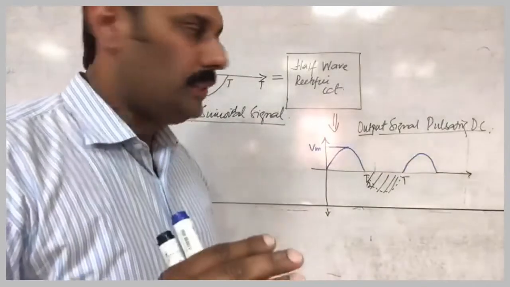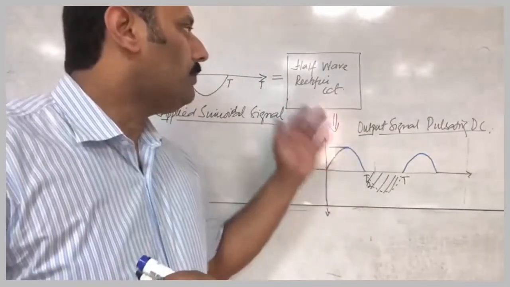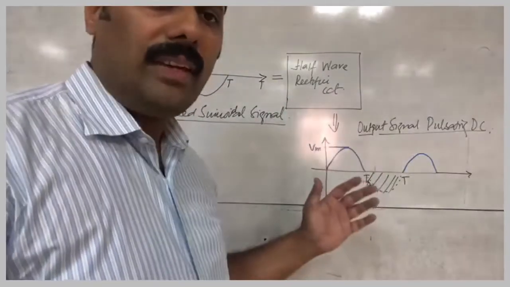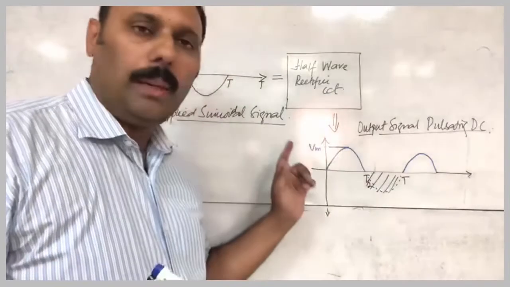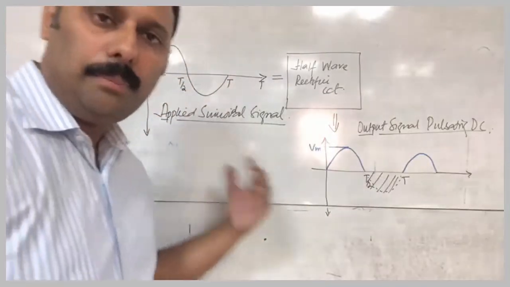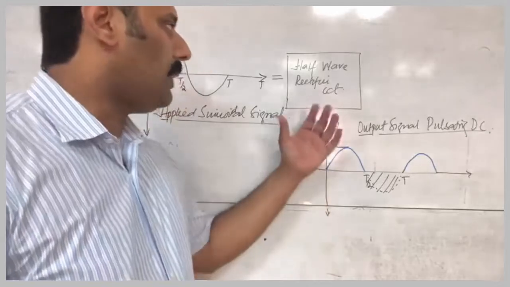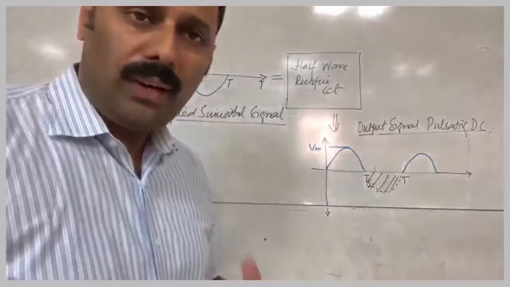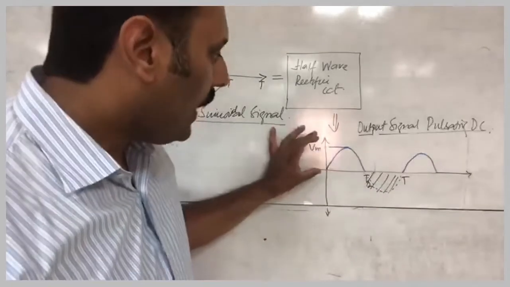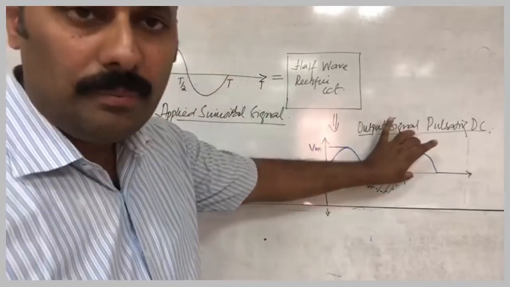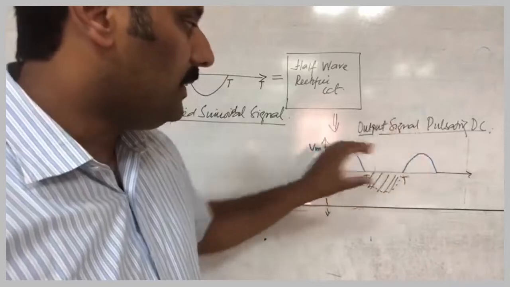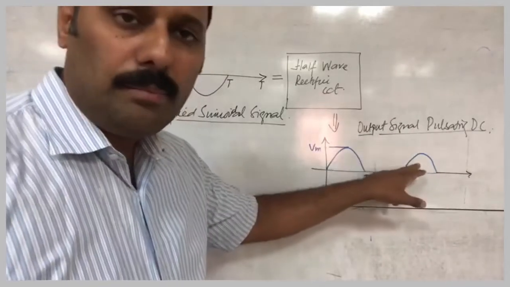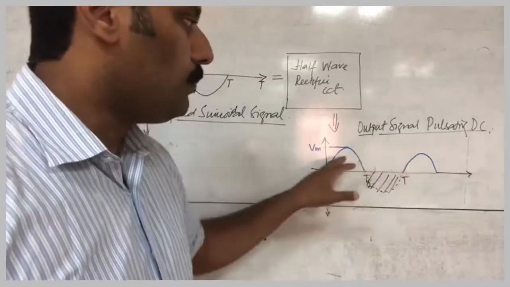So at the output side after the half-wave rectifier circuit, you will see that we applied an AC signal at the input side, and after passing through the half-wave rectifier circuit, what we find is pulsating DC. So this is the output pulsating pulses. These are at the positive side. These are positive output pulsating DC.